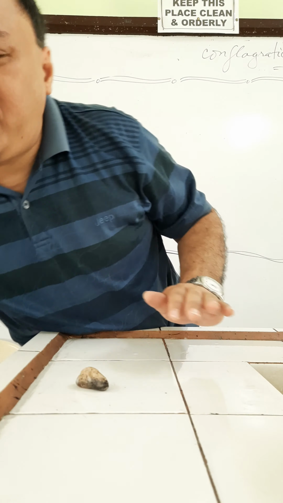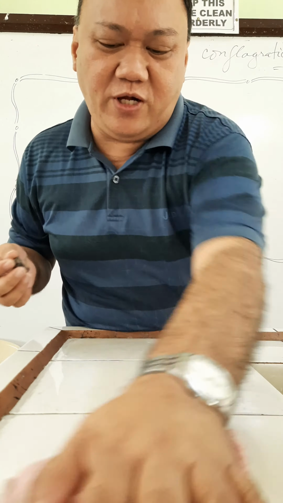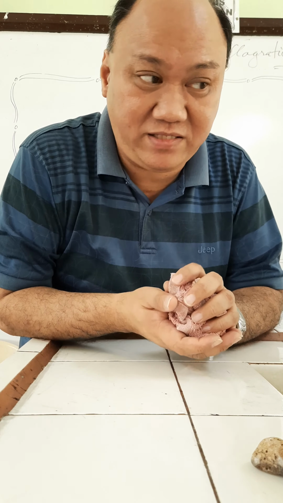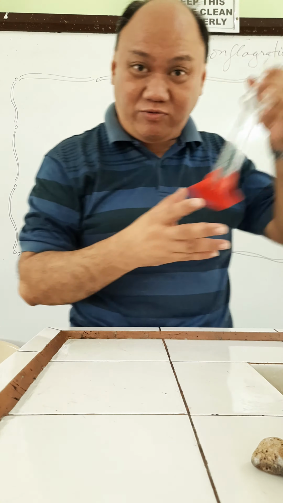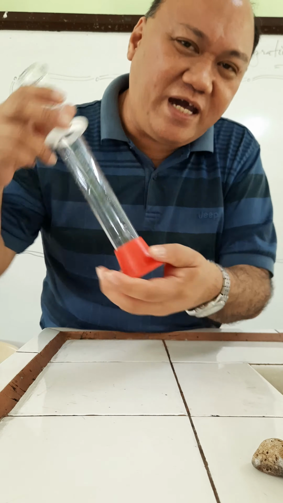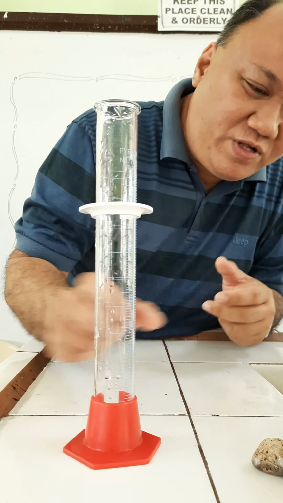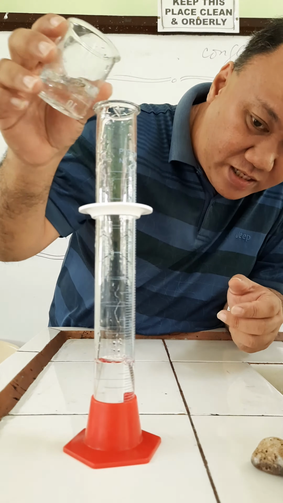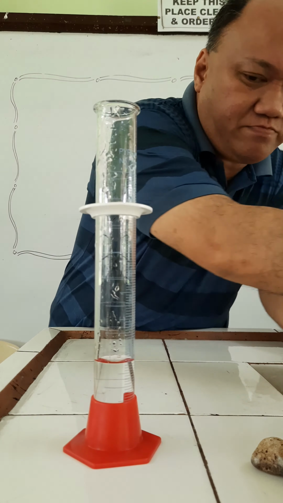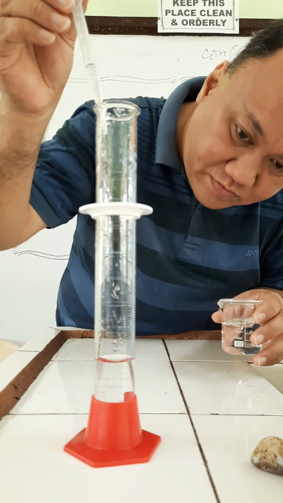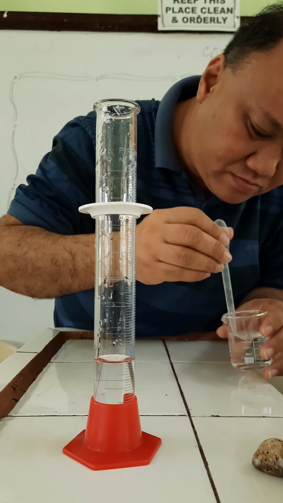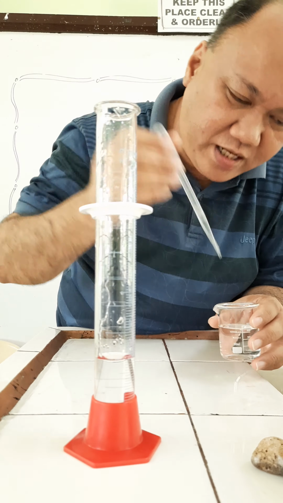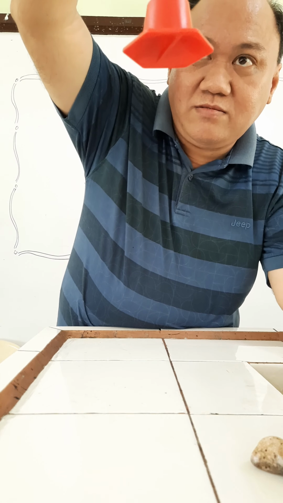But don't worry, we have a very simple way of measuring the volume of irregularly shaped solids, and we call this the water displacement method. For water displacement, again, we'll be needing a beaker and a graduated cylinder. Again, I will fill this up with 30 ml of water. There, 30 ml. Okay, there you go, 30 ml.